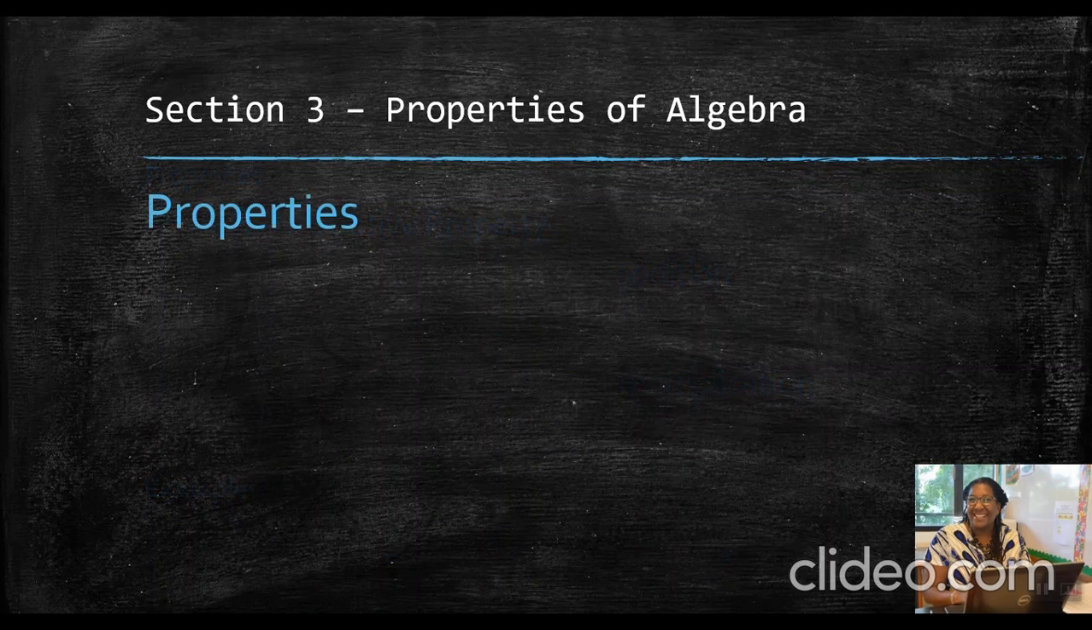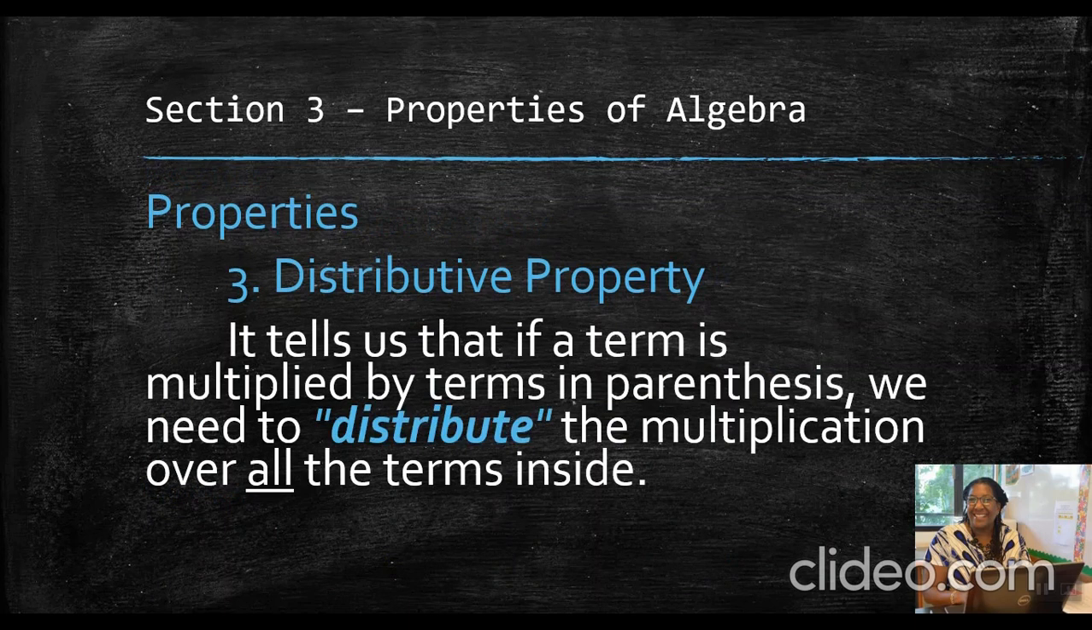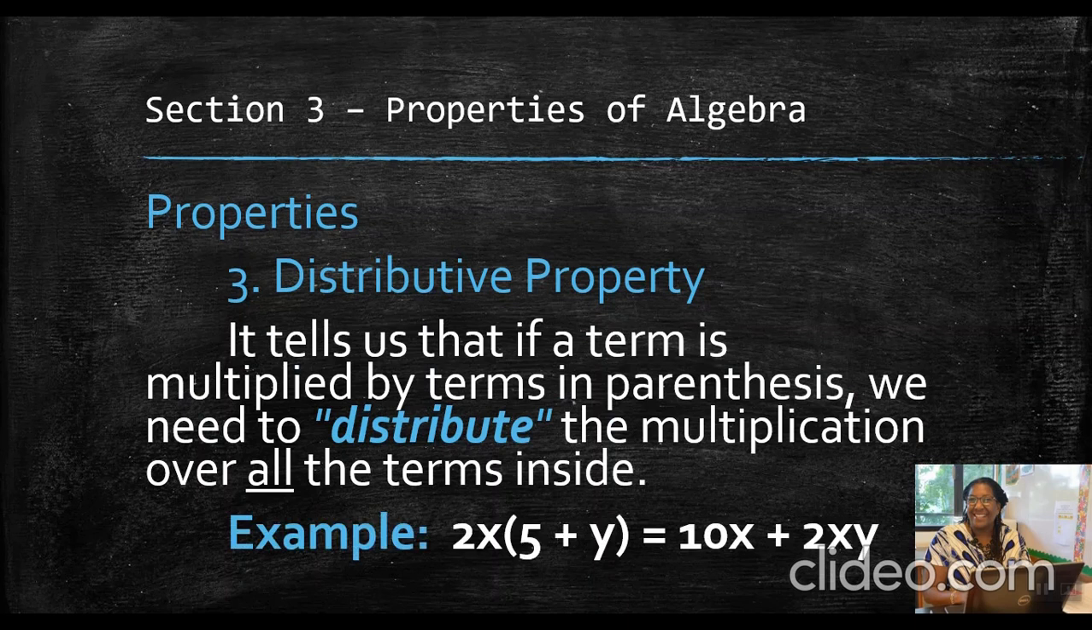The next property we're looking at is the distributive property. The distributive property tells us that if a term is multiplied by the terms in parentheses, then you need to distribute the multiplication over all the terms inside. Example, 2x times (5 plus y) is the same as 2x times 5, which is 10x, and 2x times y, which is 2xy.